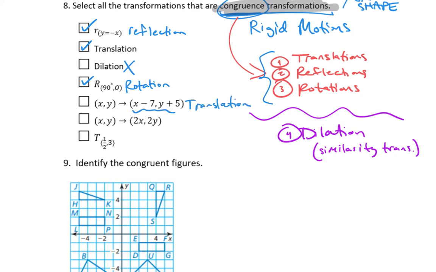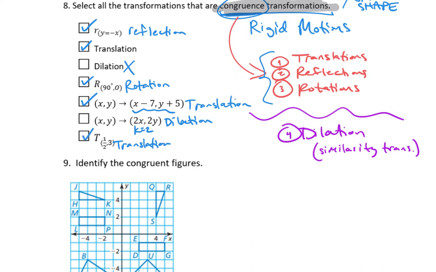We see the translation rule. So yes, that's a rigid motion or congruence. This one's a no. It's a dilation, with a k equal to 2. So that's a dilation with an enlargement of 2. And then here's another translation. So yeah, that's a congruence transformation.